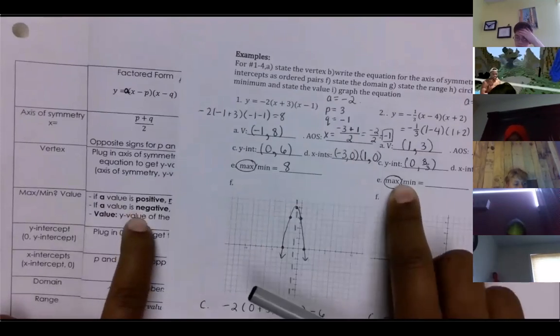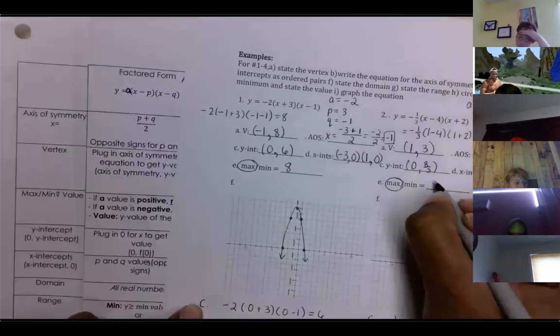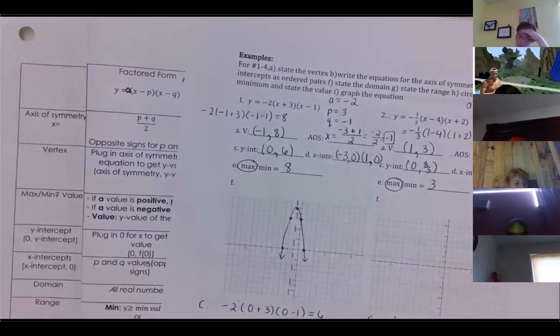And then what is the value of the maximum? What's the value of the maximum? What do you think, Noah? 3. Yes. And how did you know it was 3? Y value of the vertex. Perfect. All right, let's go and graph this baby.